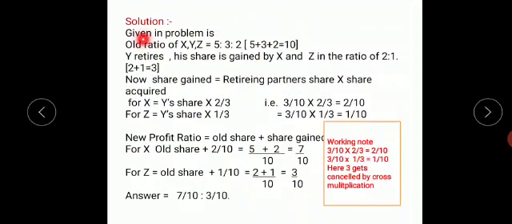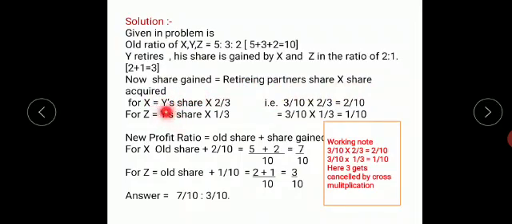Now here, what is given in the problem? Old ratio 5, 3 and 2, that is 5 plus 3 plus 2, which gives me 10. Now who is retiring? Q is retiring. X and Y are taking his share, which is 2 plus 1, giving me 3. Now I should know what is the share gained. For that I should see what is taken by X and what is taken by Y. So retiring partner's share into share acquired by X. I should know the gain ratio.